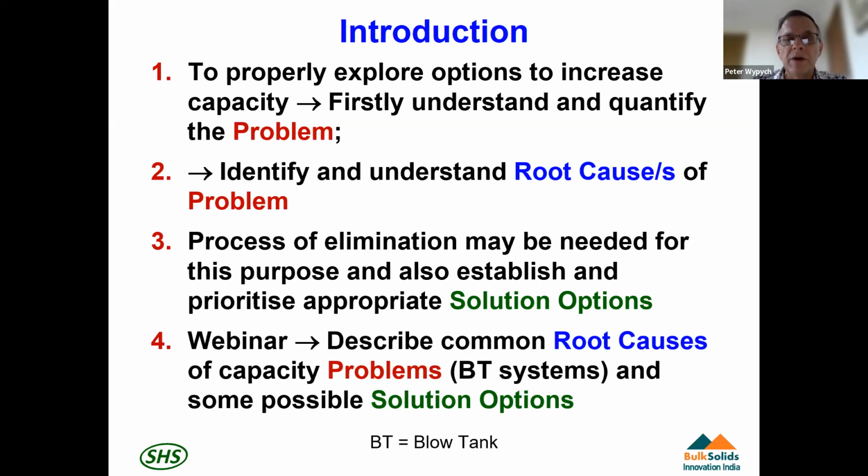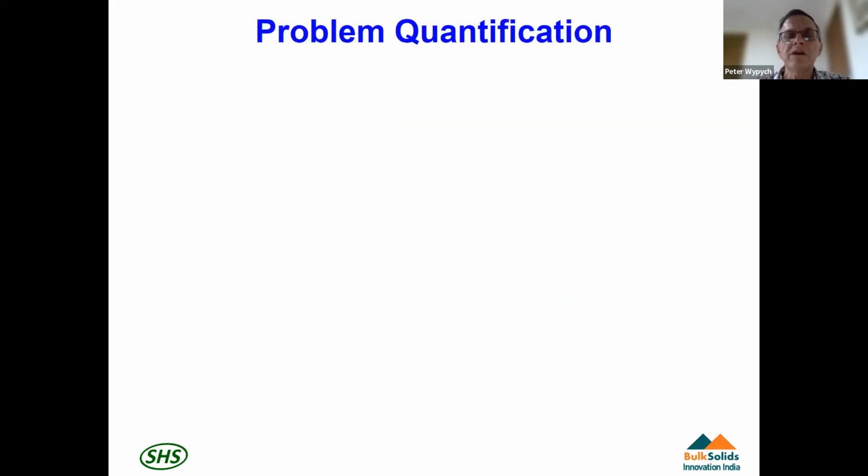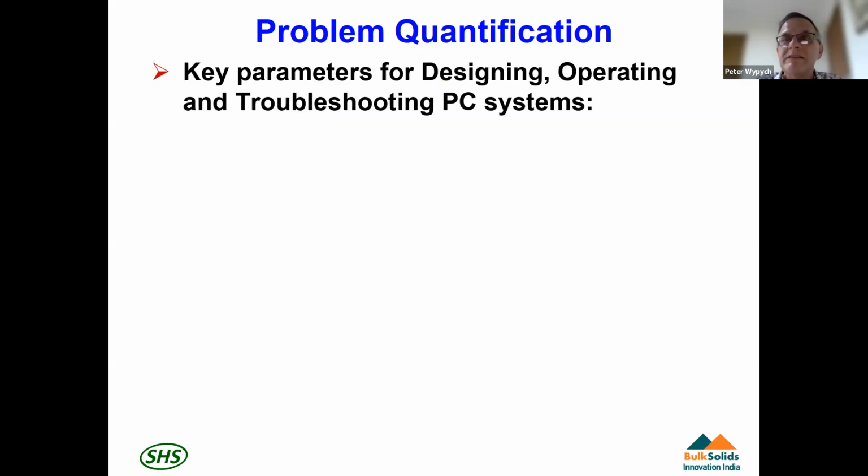So what I'd like to do here is to describe firstly some of the more common root causes of capacity problems, and I'd like to highlight that I'll be focusing on blow tank systems. I'm not covering any of the vacuum part that Dr. Malik's already covered. And then also share with you some possible solution options. So with problem quantification, this I find a bit of a frustrating issue. So I'll just, again, summarize some of the key comments here.